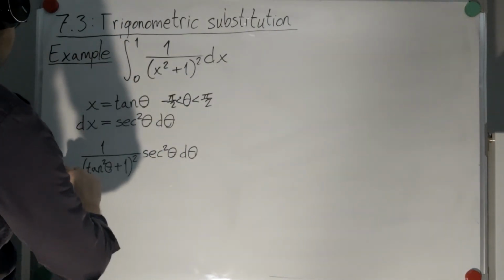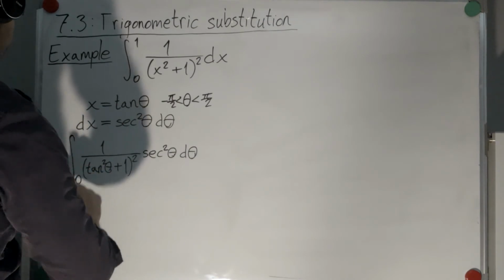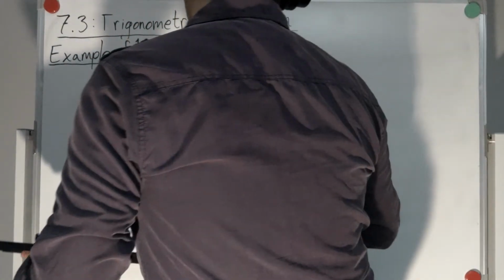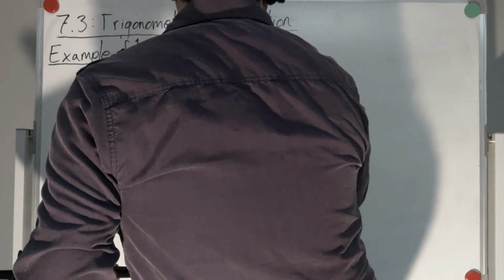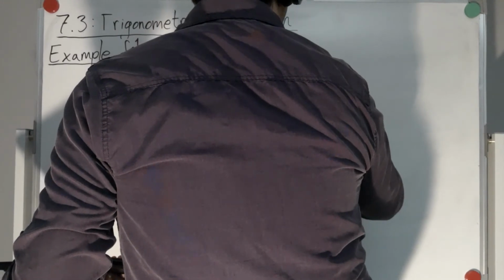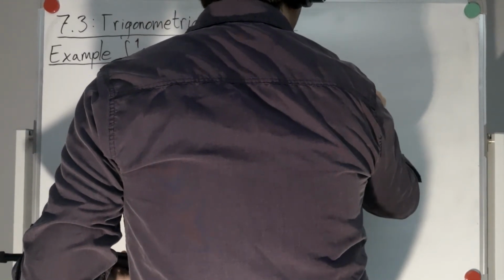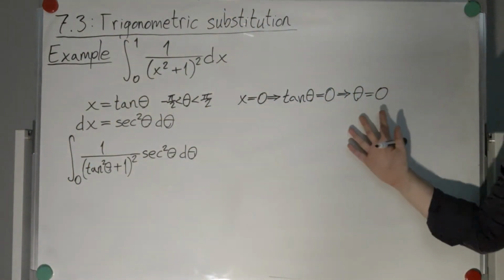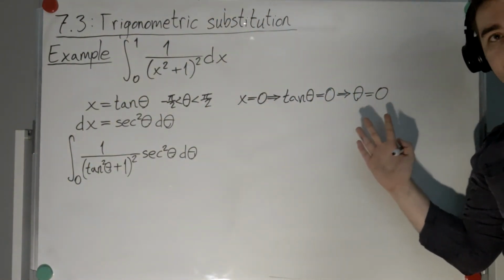Okay, so the lower bound becomes 0. And I just want to be a little more explicit about that. So x equals 0, that means tangent theta equals 0. And that means theta equals 0. Okay, so this is the logic that I'm going through here to change the lower bound.